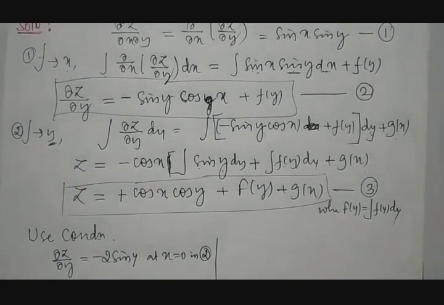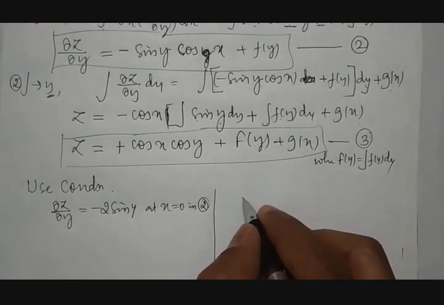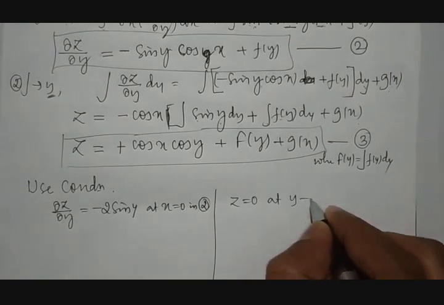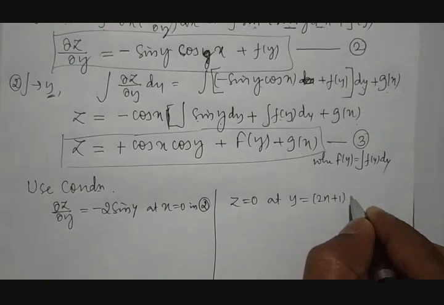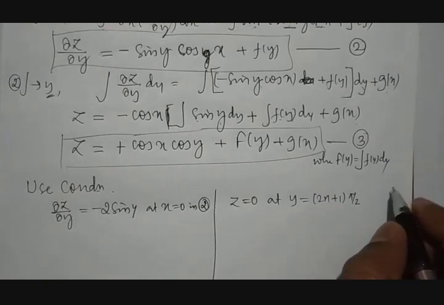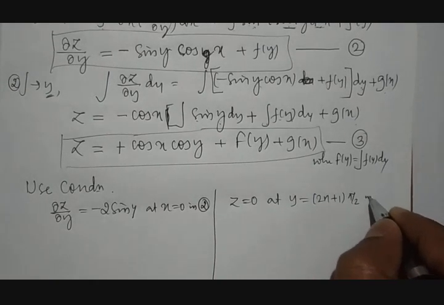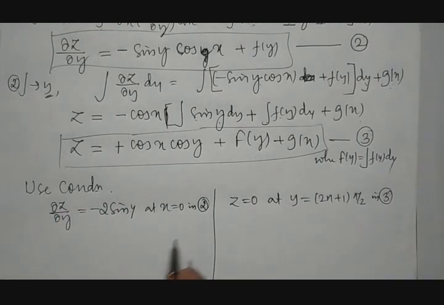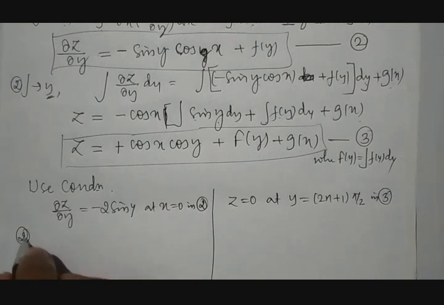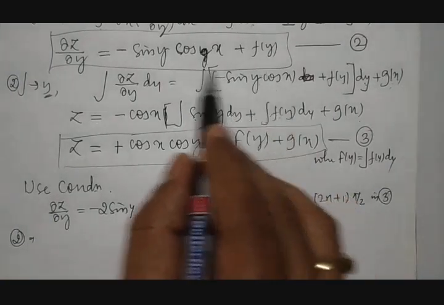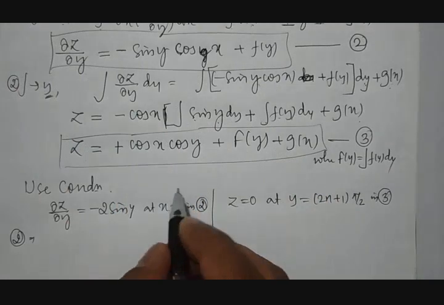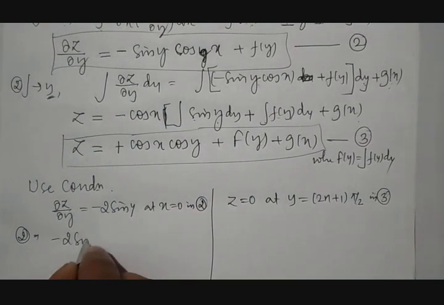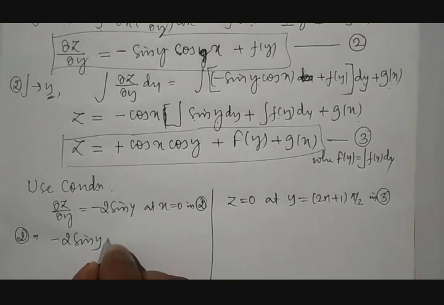Okay, I'll make a partition here. Then we use z equal to 0 at y is equal to (2n plus 1) times pi by 2, that is nothing but odd multiple of pi by 2, in equation number 3, because z is available here. As per this, equation number 2 becomes, after substitution, dou z by dou y is equal to minus 2 sine y.